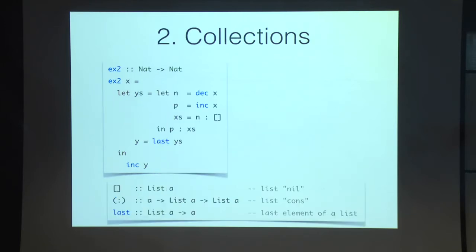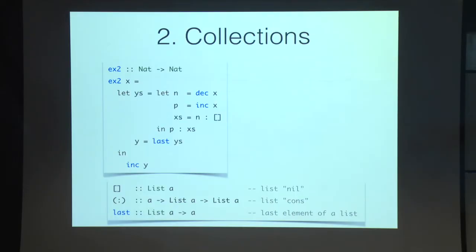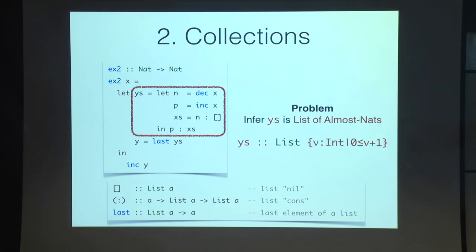Here's an example with collections. So we have, again, an input x, which is a nat. We have n and p, which are both within plus or minus 1 of x. And so when we stick them together into this collection y's, then we'll need to be able to tell that y's is a list of almost nats, in order to tell that taking the last element of it and incrementing it gives us a nat to return.